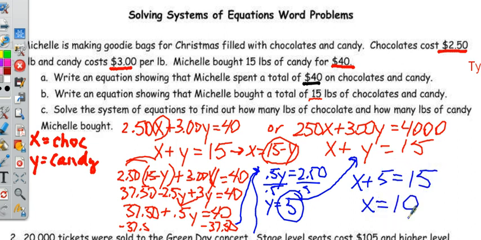So we need to go back and actually say what our answer is. The final answer says find out how many pounds of each. So be careful. Make sure you put them in the right order. This we found to be 10, and this we found to be 5. So I'm going to say that she bought 10 pounds of chocolate.